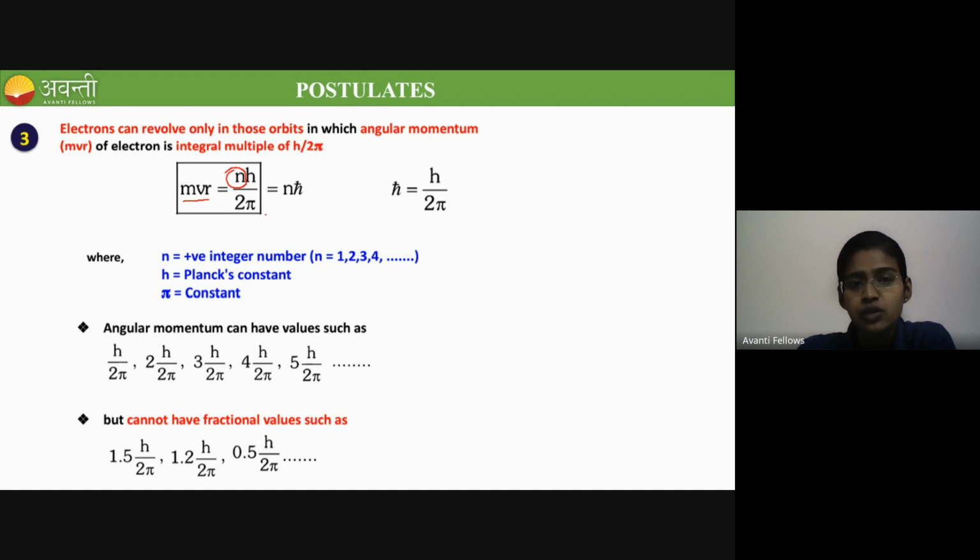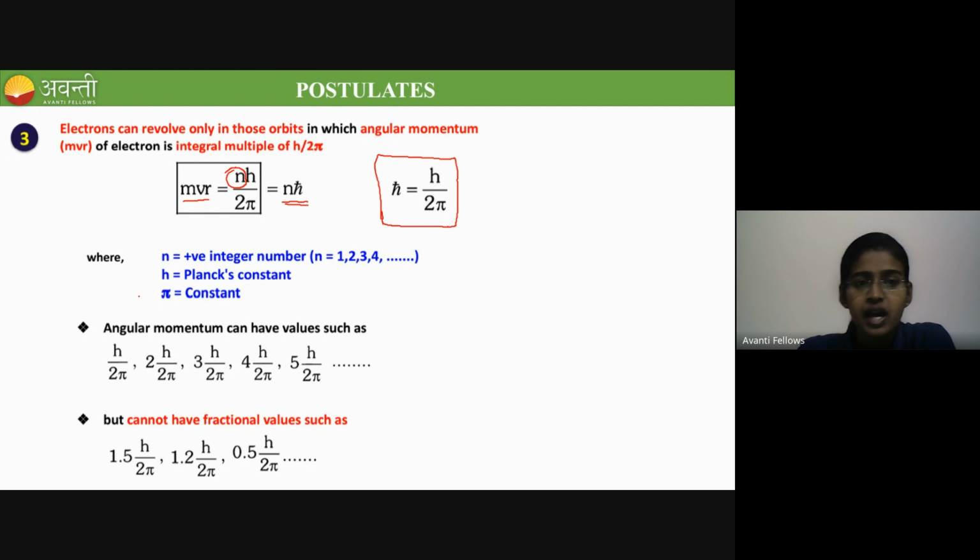And this h by 2 pi is equal to h cross. So instead of this h by 2 pi, we can substitute h cross, and from that we are getting MVR is equal to N h cross, which is a very important formula. N is the positive integer number and h is the Planck's constant we all know, and pi is the constant, that is 22 by 7.